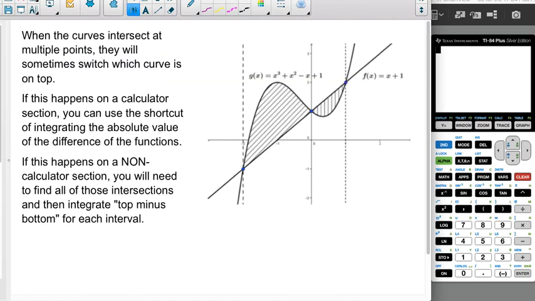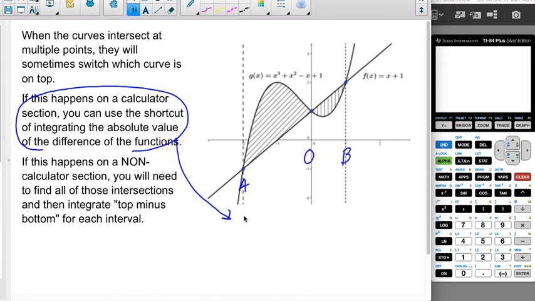When curves intersect at multiple points, they will often switch which curve is physically on top. If this happens in a calculator section, there's a shortcut. If there's a calculator section, then I don't care what the three locations are. So here we'll call this one A, we'll say that this one intersects at 0, and this one's B.